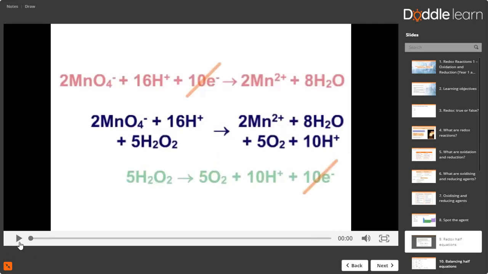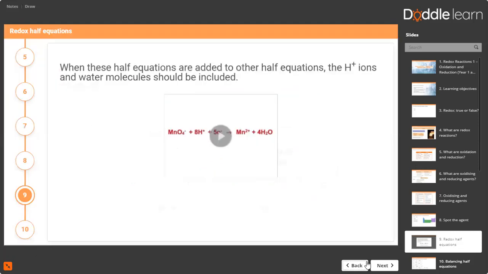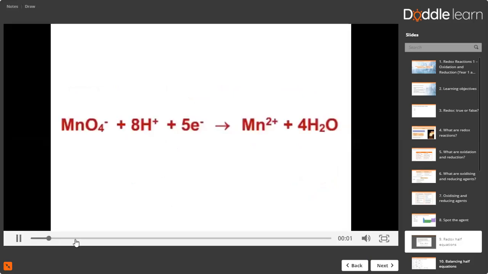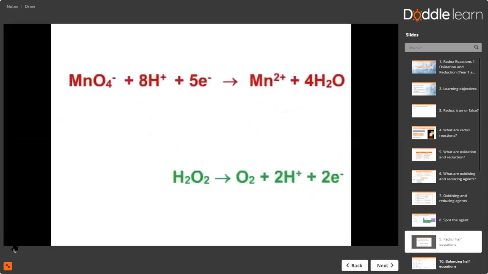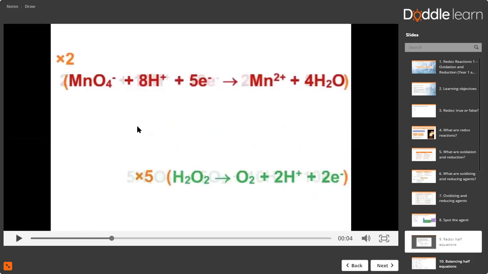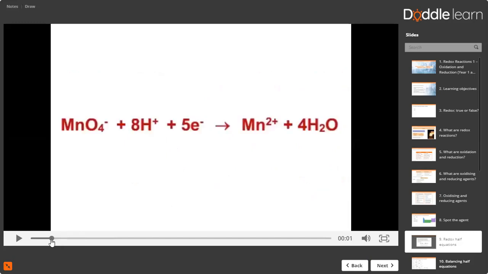We can then go in, I feel like I missed a step. Did I miss a step here? Where are my electrons? Yeah, I did miss making the half equations. I thought that didn't make sense. So now we want to make the full equation from our half equations. We need to write the 2 half equations.